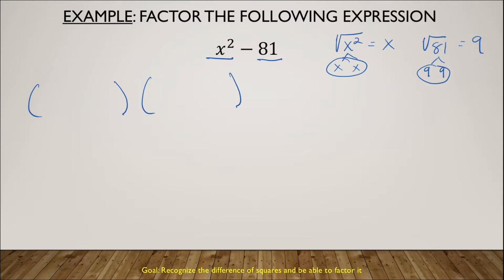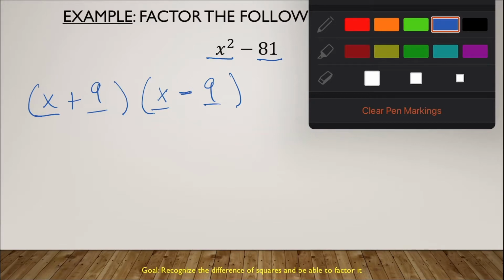My first term in each binomial is the square root of my first term. That's x, so I'm going to put x and x. Then my second term in each binomial is the square root of the second term, which is the square root of 81, which is 9. Now one has a plus and one has a minus. That's my factored form. Let's look at y.